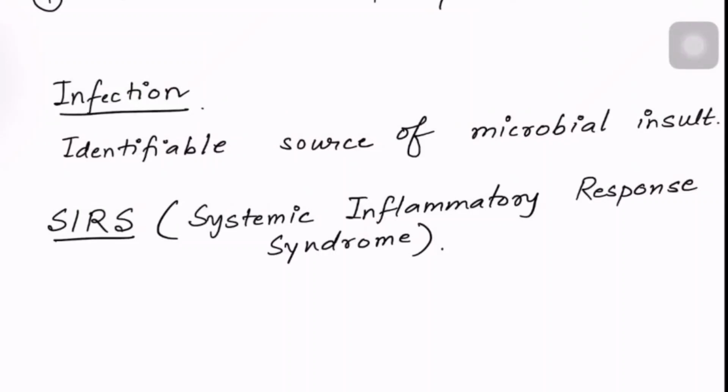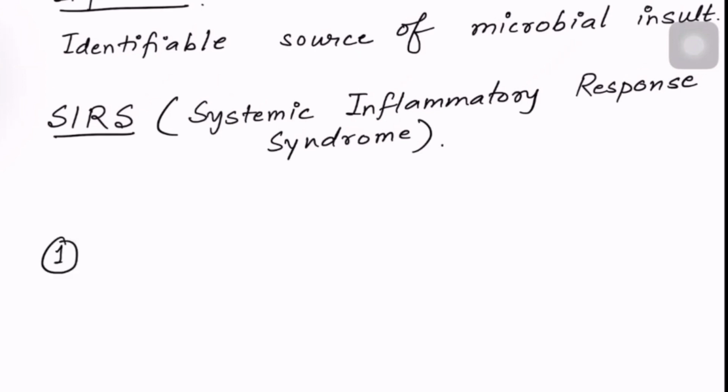In this video, we will study the difference between 5 terms: infection, SIRS, sepsis, septic shock, and severe sepsis. Now, what is infection? Infection is a condition when there is an identifiable source of microbial insult. What is SIRS? SIRS stands for Systemic Inflammatory Response Syndrome.